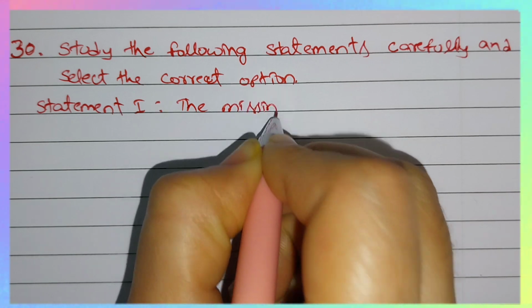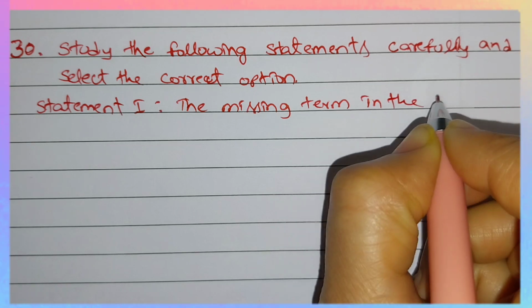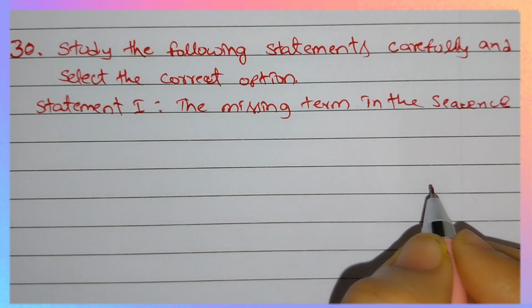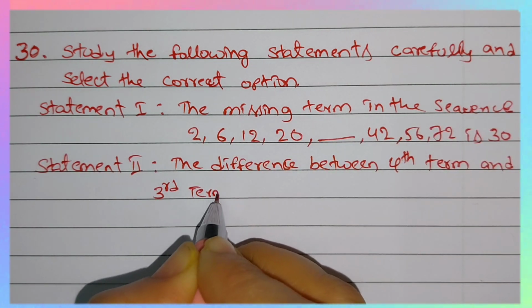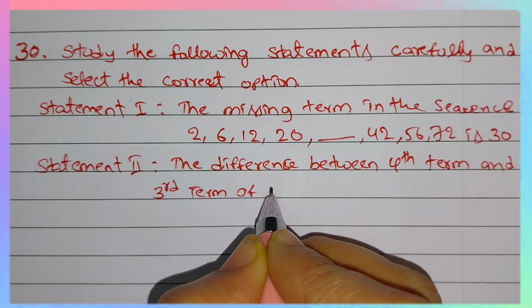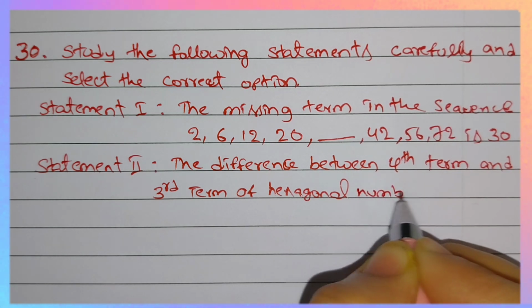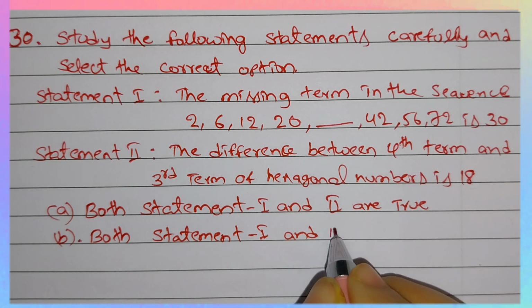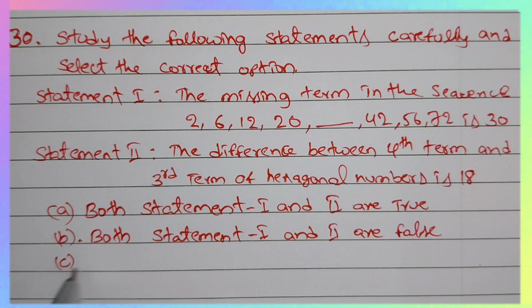The question is study the following statements carefully and select the correct option. Statement 1. The missing term in the sequence 2, 6, 12, 20, dash, 42, 56, 72 is 30. Statement 2. The difference between the fourth term and third term of hexagonal numbers is 18. So the statement 1, they given sequence 2, 6, 12, 20, dash, 42, 56, 72 is 30. Statement 2 is the difference between the fourth term and third term of hexagonal numbers is 18.